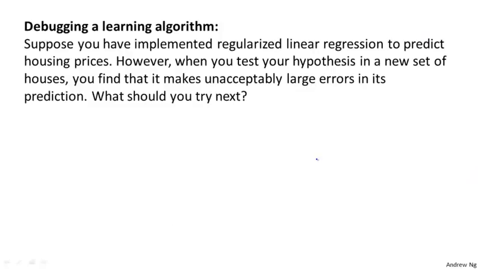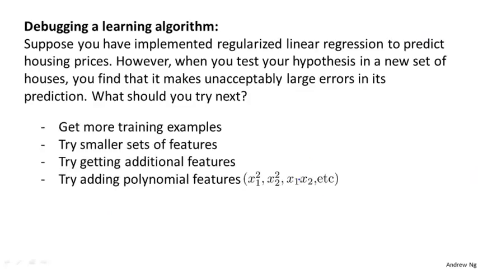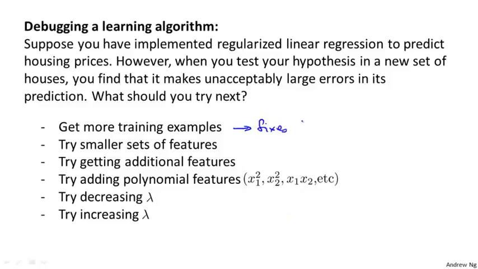So here is our earlier example of maybe having fit regularized linear regression and finding that it doesn't work as well as we're hoping. We said that we had this menu of options. So is there some way to figure out which of these might be fruitful options? The first thing on our list was getting more training examples. And what this is good for is this helps to fix high variance.